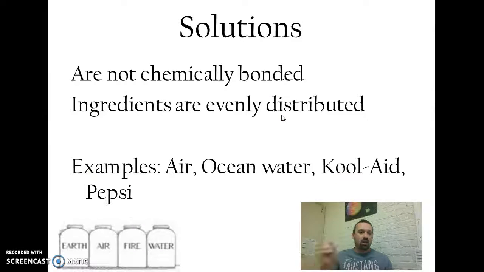Okay, let's move on. Solutions. Solutions are not chemically bonded, all right? But their ingredients are usually evenly distributed. The examples we talked about in class were air, ocean water, Kool-Aid, Pepsi. And so if you think about those things, let's take Kool-Aid for example. You've got water, and then you put sugar in the water and stir it up so the sugar's all evenly distributed out. And then you add your Kool-Aid packet to it, and that's your flavoring and your color, and then you stir that up so that it's all the same. And then you get to enjoy some nice Kool-Aid.